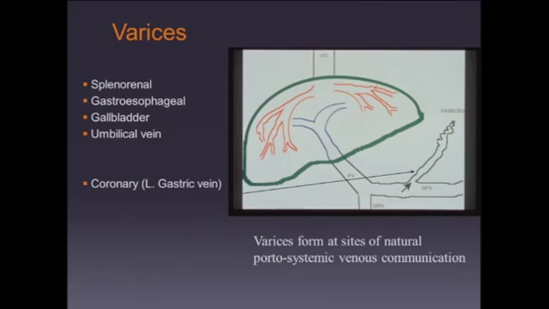Varices form at sites of natural portosystemic venous communication. These sites are closed in normal patients, but when portal pressure rises, blood is shunted from the portal circulation into the systemic circulation at these sites of natural portosystemic venous communication. The sites that are visible on sonography are the splenorenal varices, gastroesophageal, gallbladder, recanalization of the umbilical vein, and the coronary vein. The coronary vein is actually the left gastric vein, and it comes off the splenic vein and runs posteriorly.